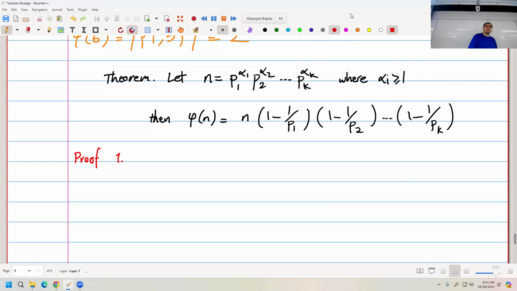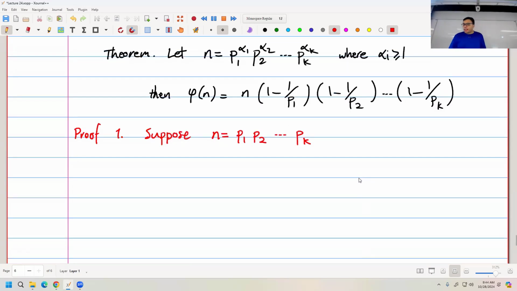I'm first going to consider a special case where all of my prime numbers are appearing with a power of 1. So suppose n is just p1 times p2, so on to pk. I want to show that in this case, the theorem holds. Now, again, the intuition is the same as before. I want to say that if I look at all of my numbers, how many of them are multiples of p1? How many of them are multiples of p2, and so on?